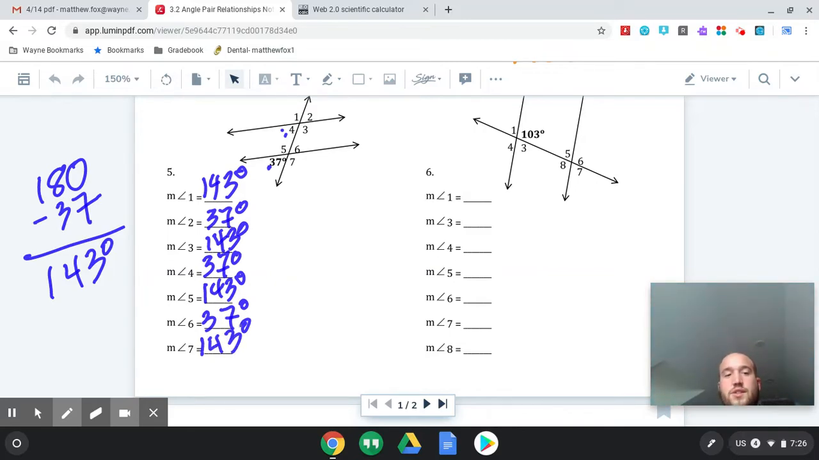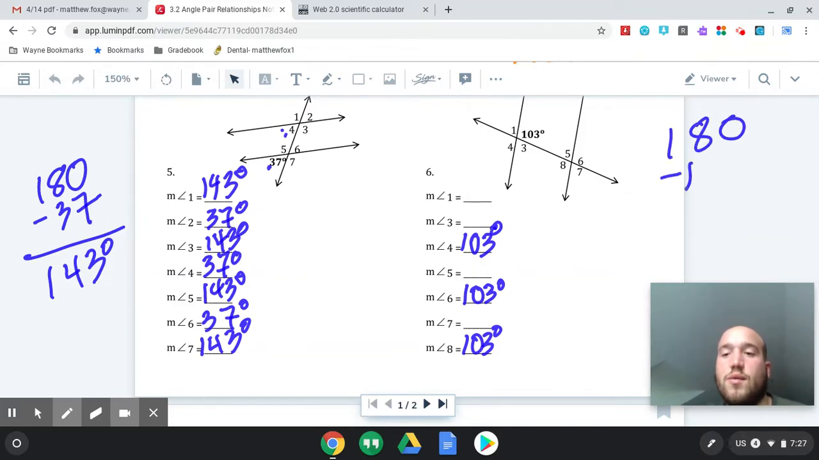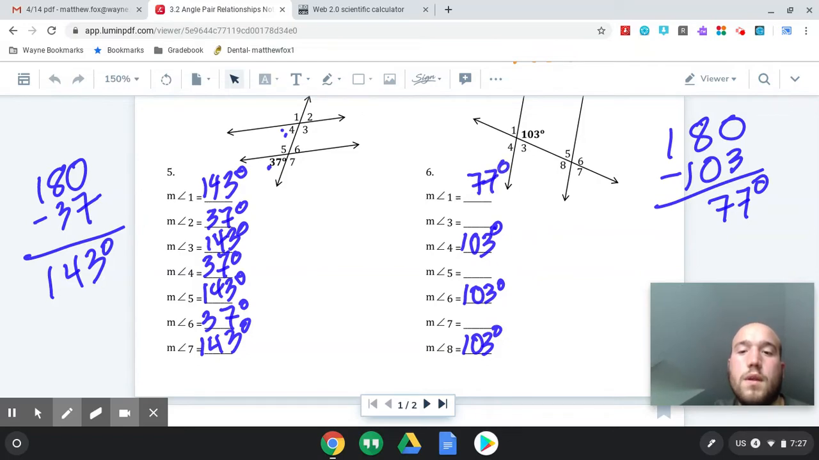Okay, I'm sure you guys could do the same thing over here. You could figure out 4, 6, and 8 all have to be 103. Now to figure out what the other ones are, and let me add my angle signs. To figure out what the other ones are, we just take 180 and we subtract that 103 because remember they are supplementary. They add up to 180 and we get 77 degrees for each of those other ones.